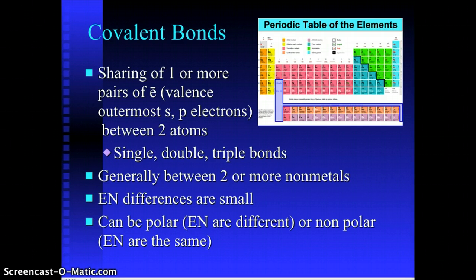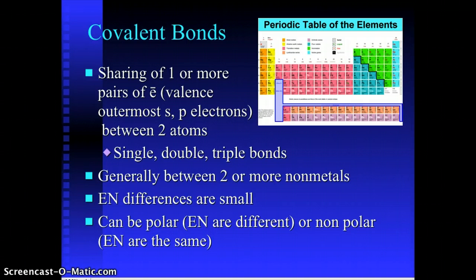When they do this, their EN differences are small. Electronegativity is what EN stands for. We just got into that a little bit this last chapter. Electronegativity tells us how they're going to want to hog or hold in those electrons. So the differences between those are going to be small.